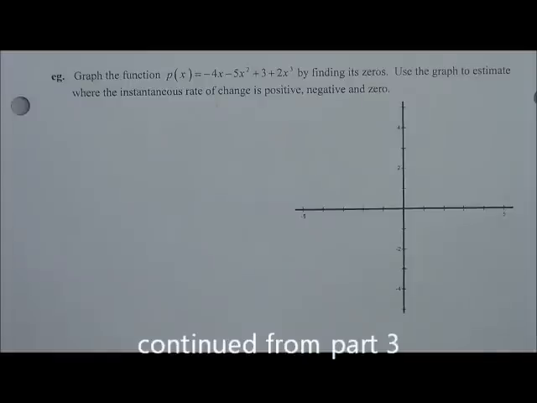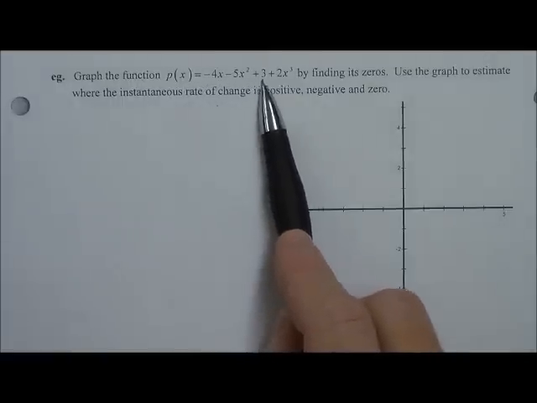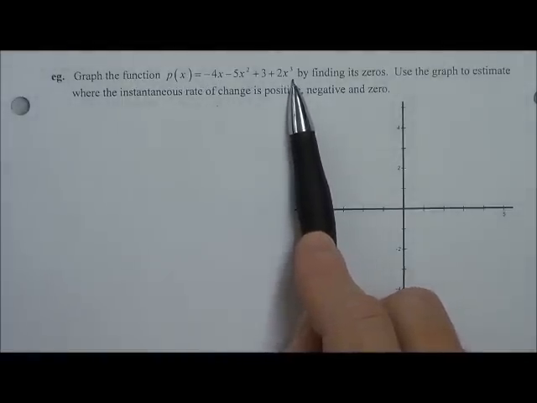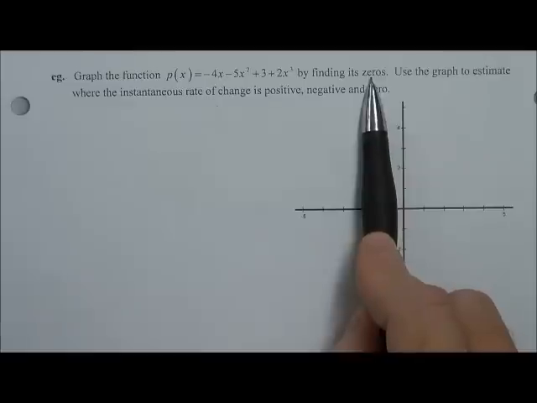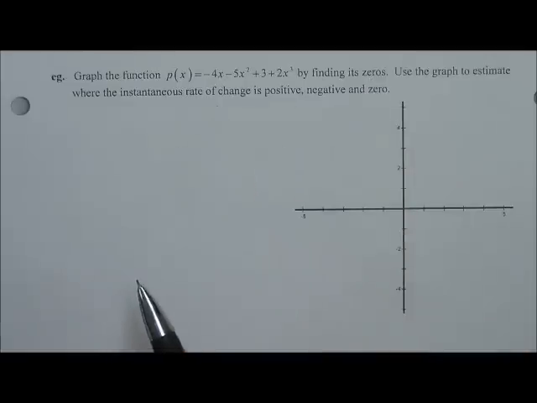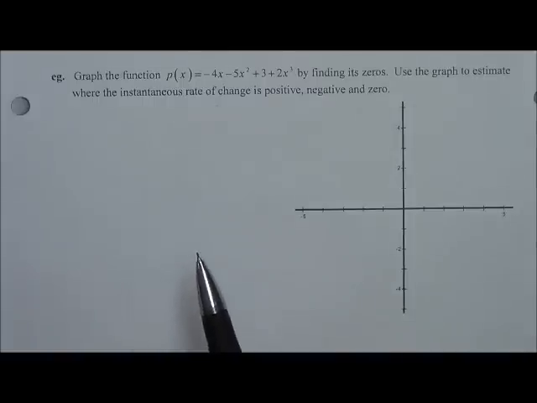Okay, so now we want to graph this function, and we take a look at that and we realize that it is a cubic function. We want to find all its zeros, that'll help us graph it, and then we want to use the graph to estimate where the instantaneous rate of change is positive, negative, and 0.